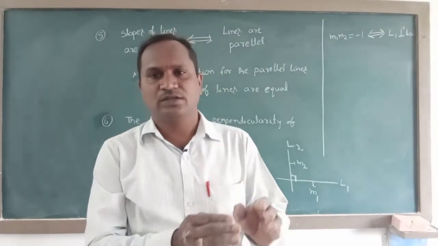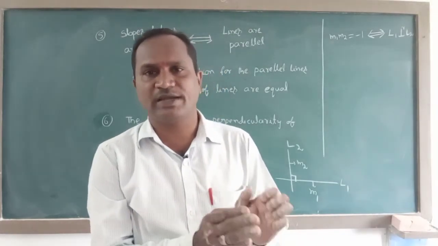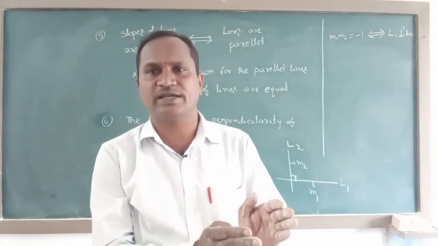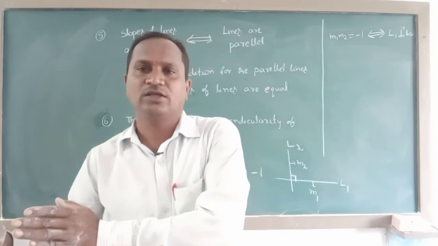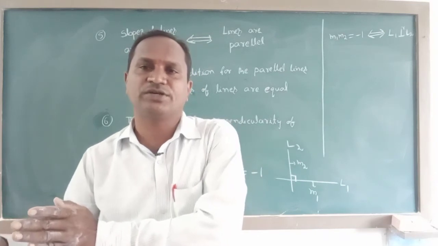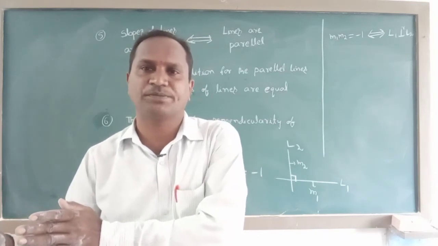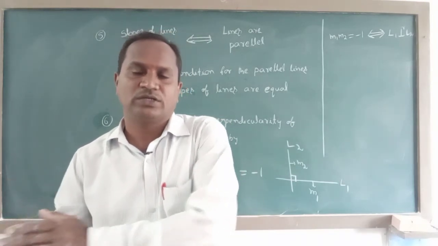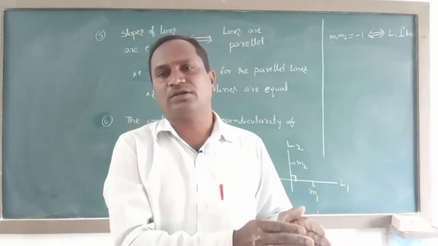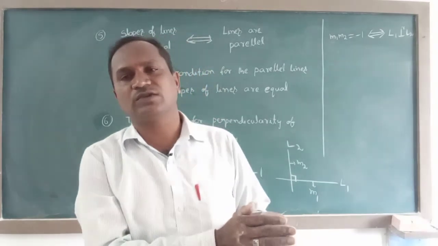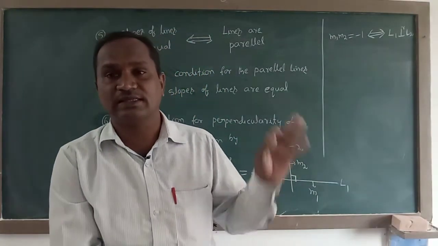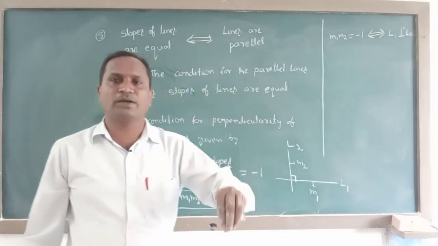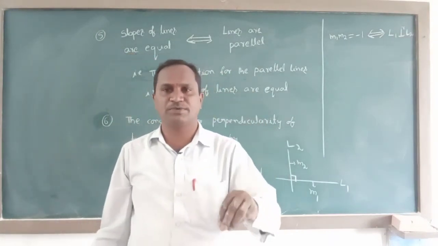The product of slopes equal to -1: the product of slopes of given two lines is equal to -1, then definitely those two lines are perpendicular to each other. That is, L1 is perpendicular to L2. If L1 is perpendicular to L2, then definitely the product of slopes of those lines is equal to -1. Like that, one important condition is there to show perpendicularity of two lines with respect to slopes.